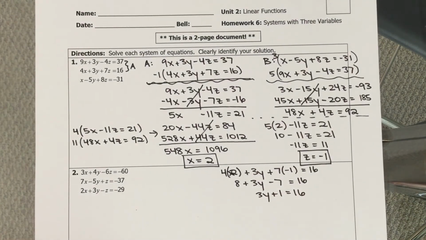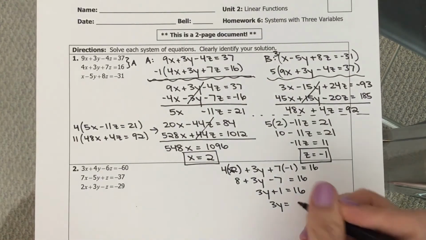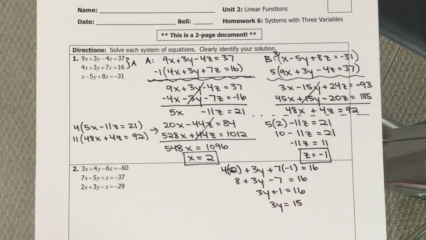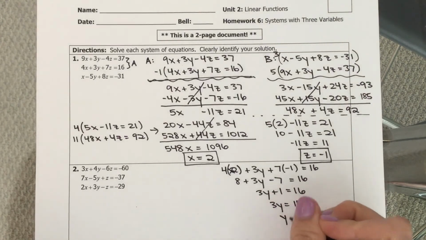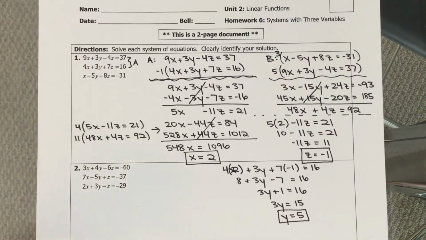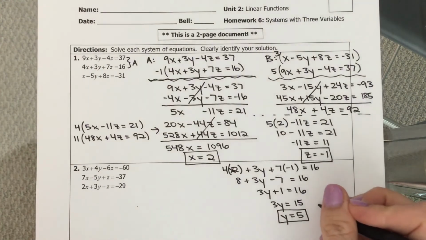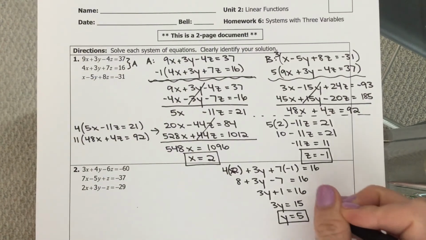Next move would be to subtract 1 from both sides. So the 3y ends up by itself. 16 minus 1 is 15. And last move would be to divide both sides by 3. So 15 divided by 3 is 5. And my directions in the notes say to write your solution as an x, y, z. We call that an ordered triple. Okay, so x is 2, y is 5, z is negative 1.